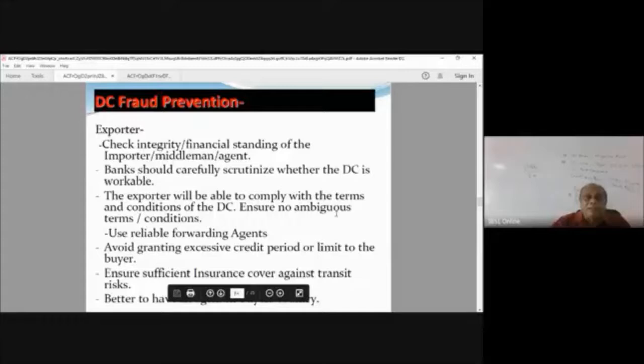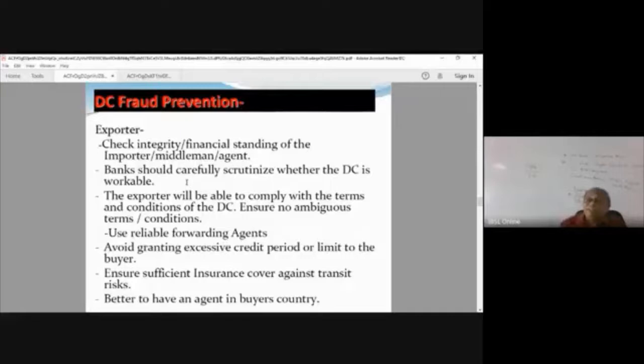Now the exporter's part. Like with the importer, we have to check the integrity and financial standing of the importer or the middleman or the agent, right? Now, as an exporter, you have to check the financial standing of the importer. The bank should carefully scrutinize whether the DC is workable.